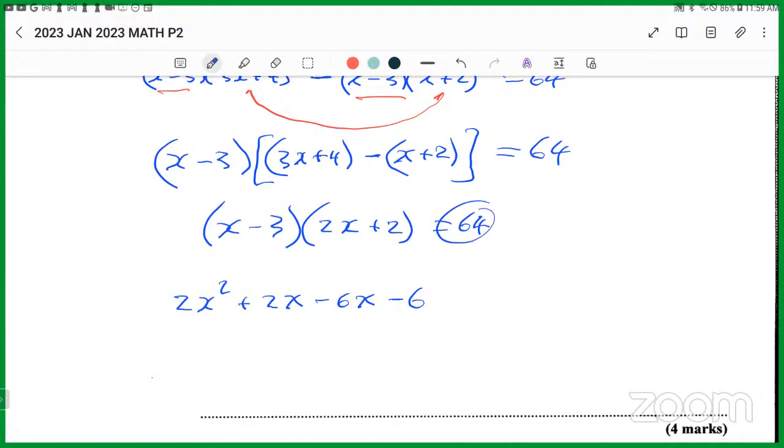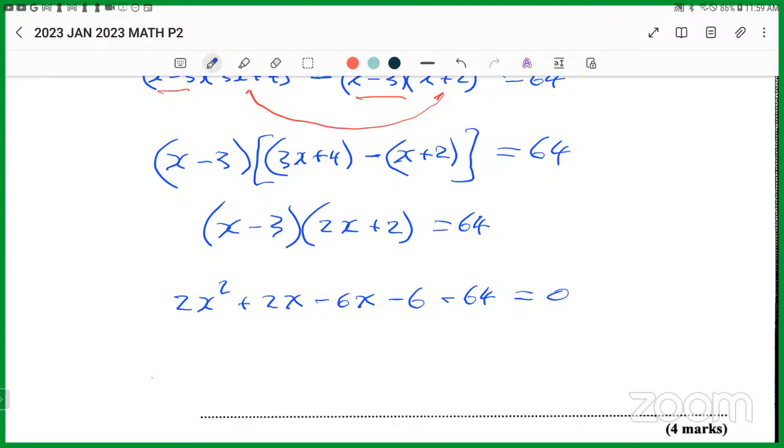And then this 64, I'm going to bring it over this side and subtract. Minus 64 equals 0. Have you gone with that so far? Okay with that? Yes, sir.